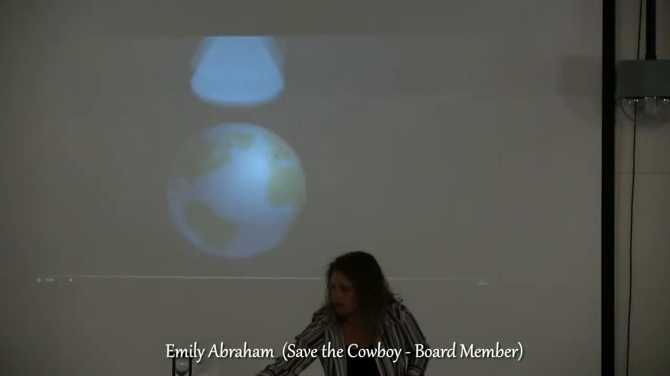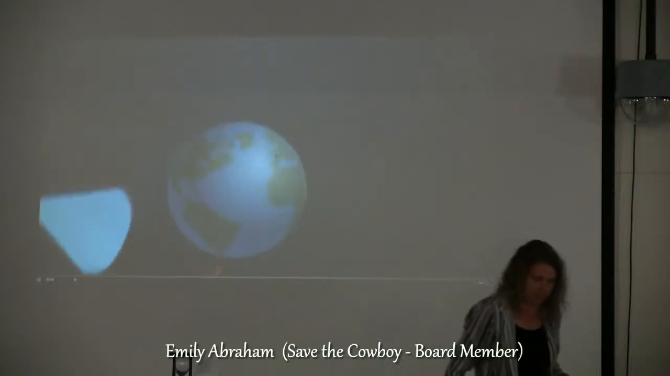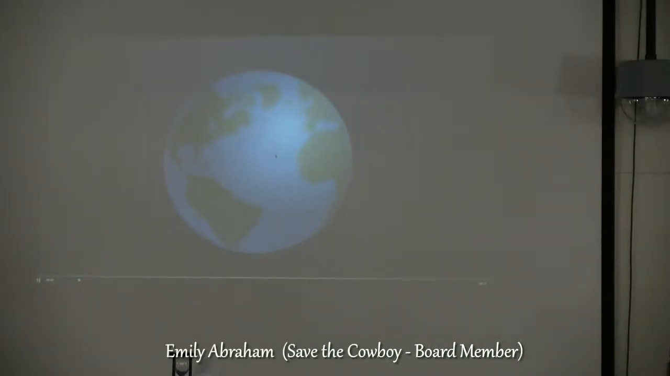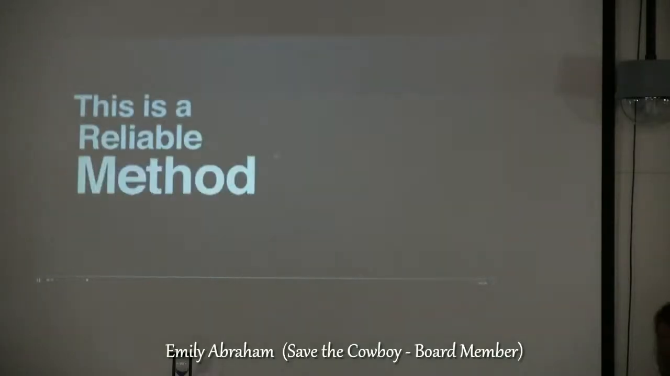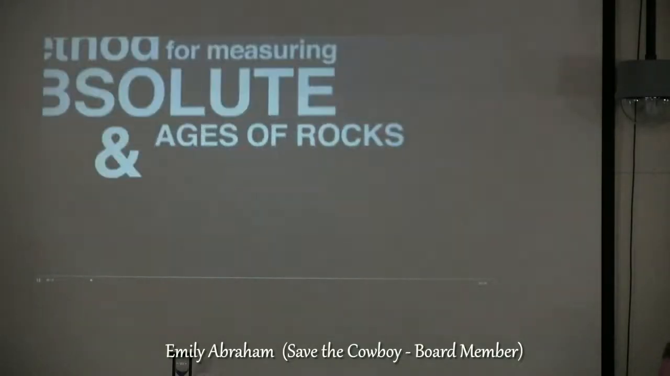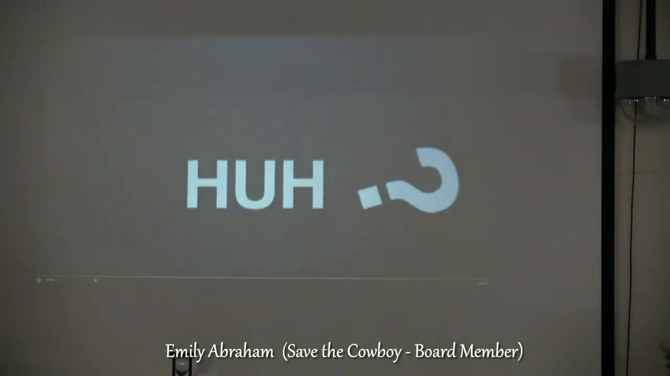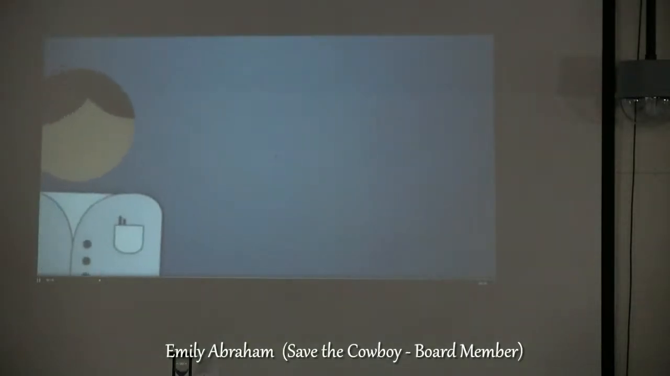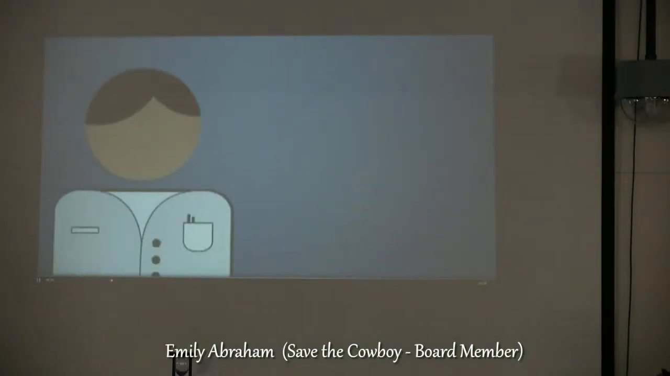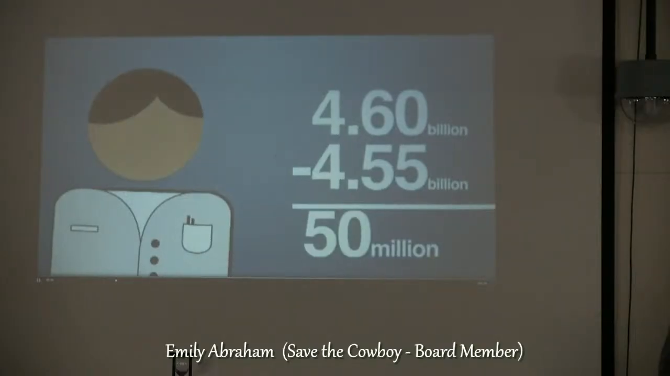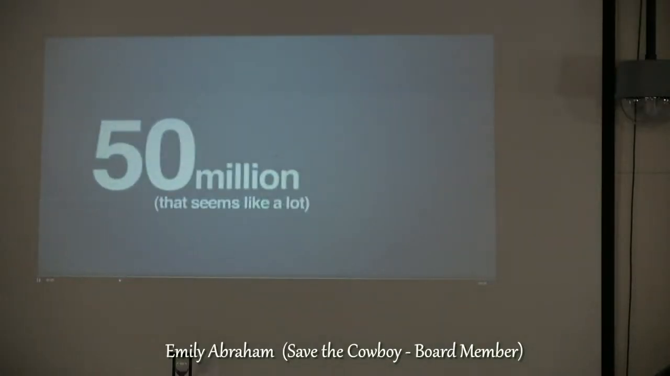Nearly every textbook and Science magazine teaches that the Earth is billions of years old, and the primary dating method used for determining this is what is called radioisotope dating, or radiometric dating. Now, this is a reliable method for measuring absolute ages of rocks and the age of the Earth, right? First off, many scientists now regard the age of the Earth to be between 4.55 and 4.6 billion years old. Okay, so if this method is reliable and accurate, why the 50 million year discrepancy? That seems like a lot, but let's get into some details here and see what's going on.